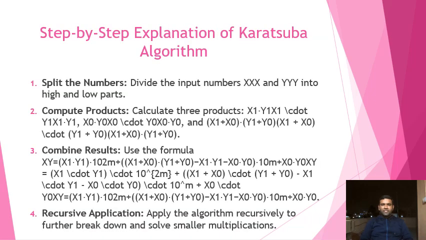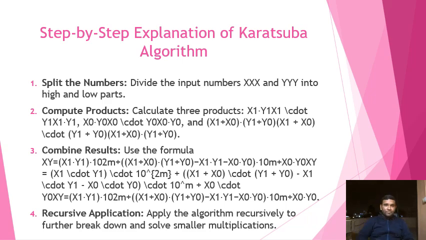Step-by-step explanation of the Karatsuba algorithm, how this exactly happens, let us see. First, split the numbers: divide the input numbers x and y into high and low parts. Compute products, that is, calculate three products. Combine results, use the formula. And recursive application: apply the algorithm recursively to further break down and solve smaller multiplications. These are the step-by-step explanation of the Karatsuba algorithm.